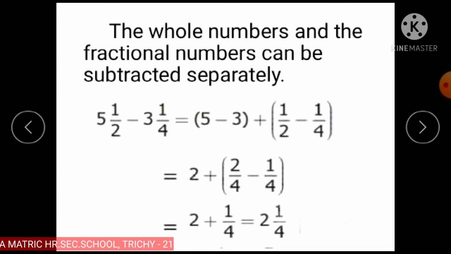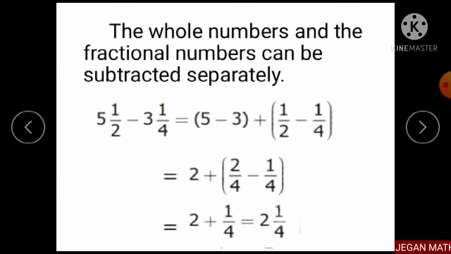In subtracting, the whole numbers and the fractional numbers can be subtracted separately. So for example, 3 1 by 4 is subtracted from 5 1 by 2. First, we find the difference between the whole numbers 5 and 3, we get 2. And then we find the difference between the fractions 1 by 2 and 1 by 4. 1 by 2 minus 1 by 4.